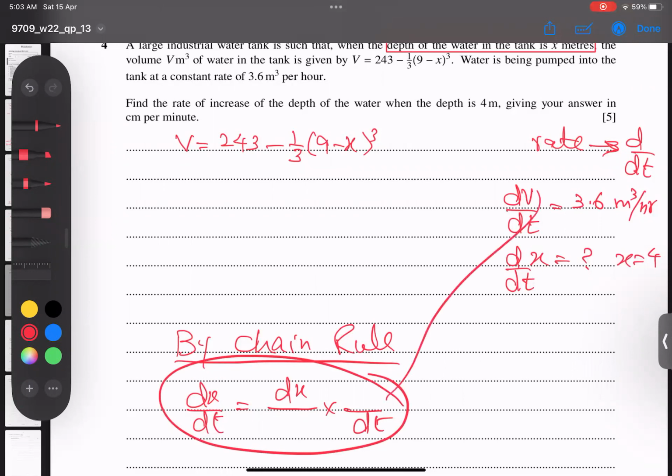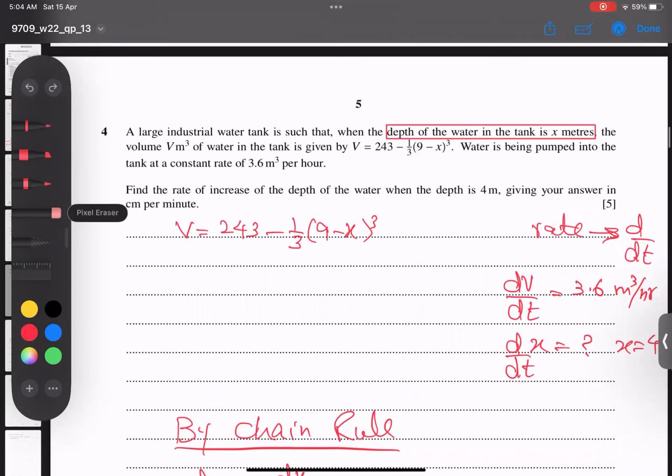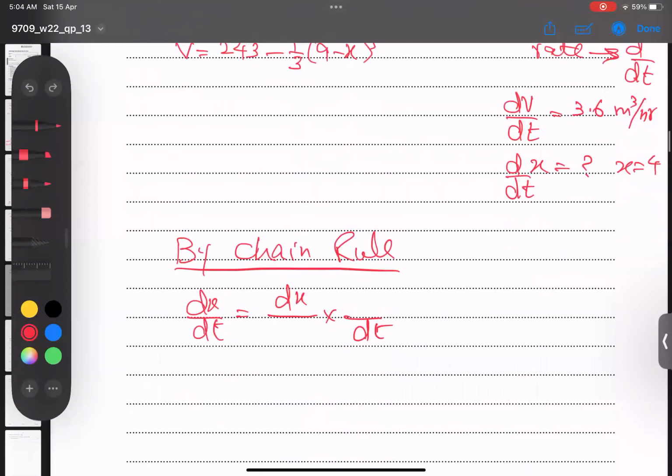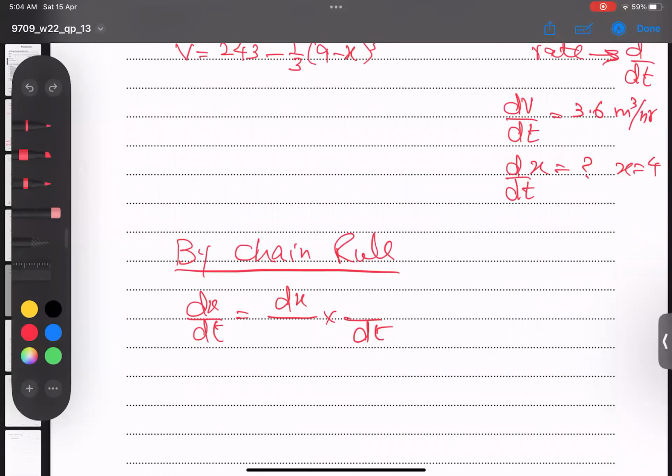You can see that volume is involved, because in the whole question, three variables are involved: x, volume, and time. When more than two variables are involved, we always use the chain rule formula. I hope that's clear. So d volume comes here.